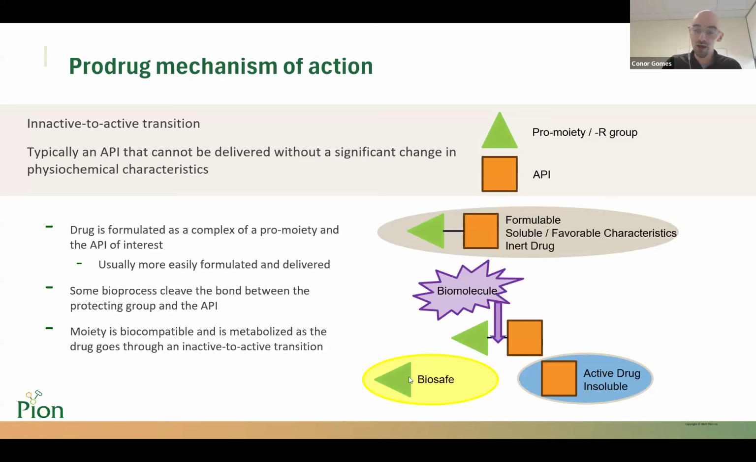The promoiety that's cleaved off will normally be biosafe and can be excreted via normal human methods. And then once it has cleaved off, you have your active drug, which is maybe insoluble or soluble, but in this example, it is turning now insoluble to then therefore be active.